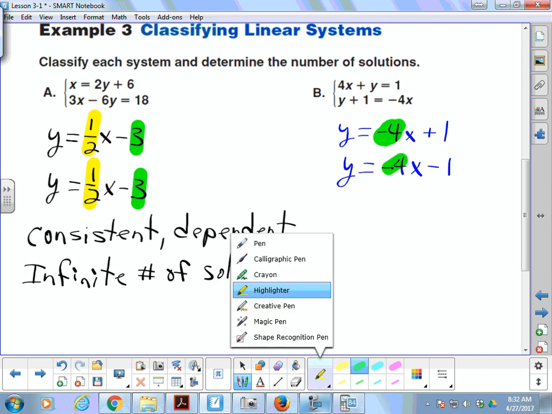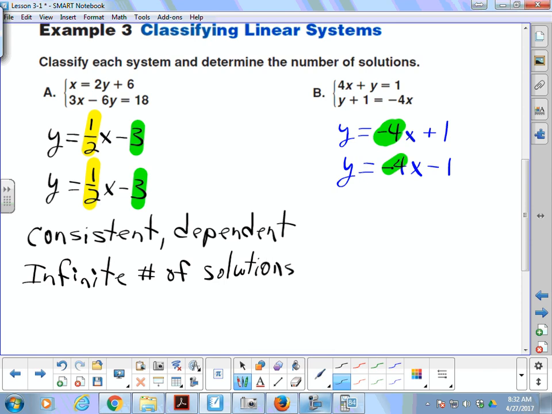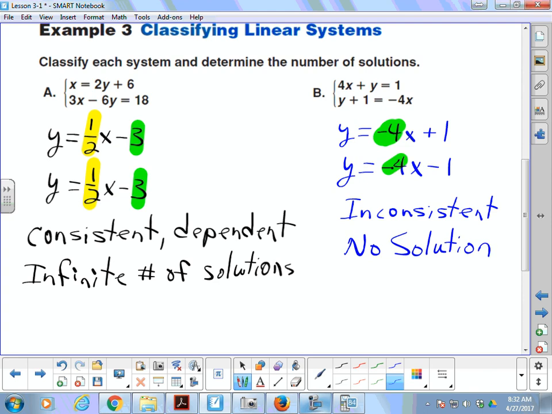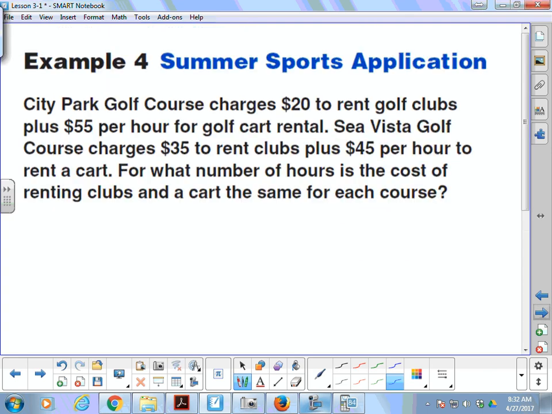So these are inconsistent and there is no solution. So parallel lines, inconsistent, no solution. Same line, called consistent and dependent, there's an infinite number of solutions. Okay, all right, last one.